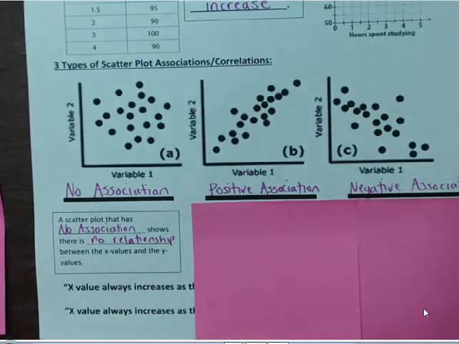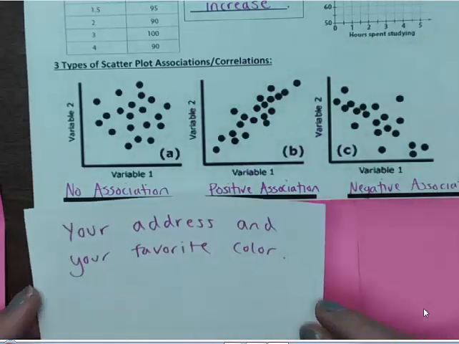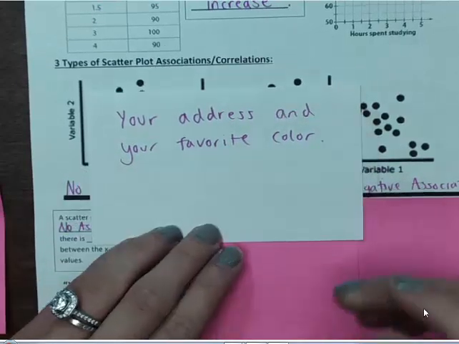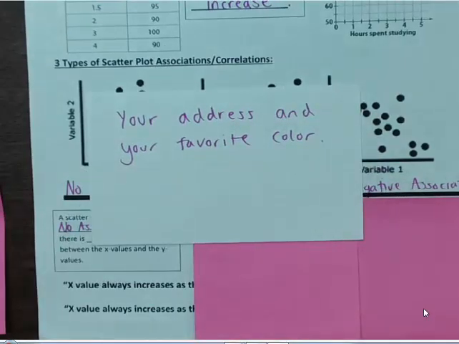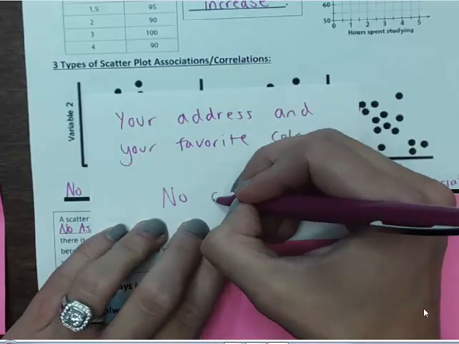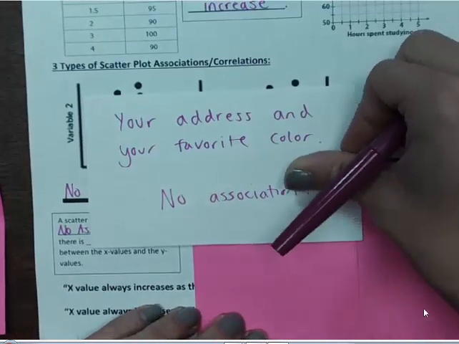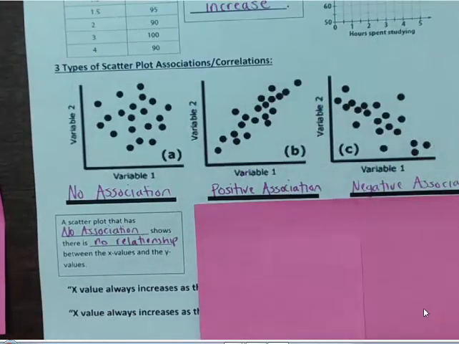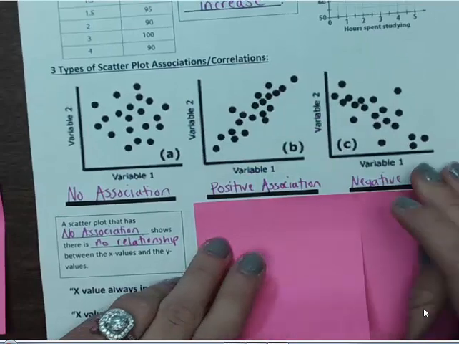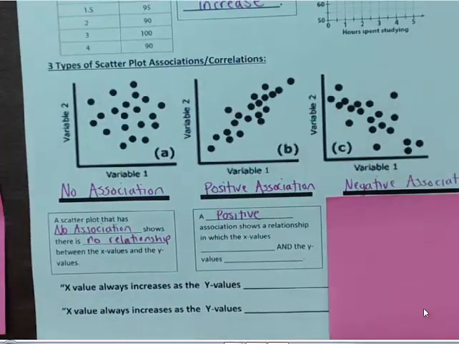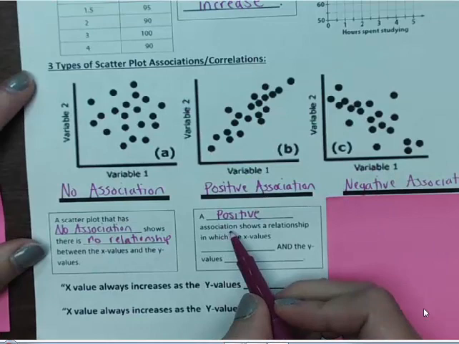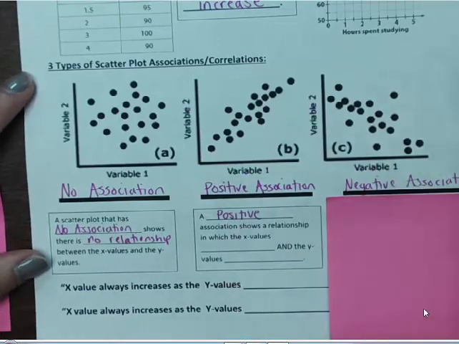So something like this, if we had two sets of data, like this note card. If I'm comparing your address and your favorite color, is there any relationship between where you live and your favorite color? No. So this would be a no association type of scatter plot. There's no relation at all. Now looking at this positive association, from left to right, I'm reading up. And the way that these points are labeled, a positive association shows a relationship in which the X values are going to be increasing.